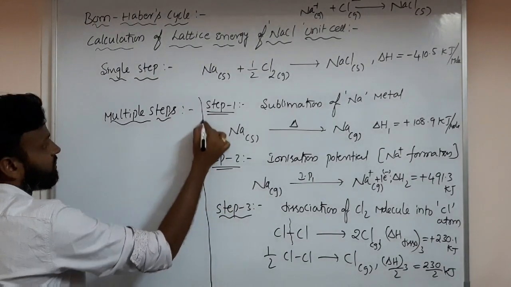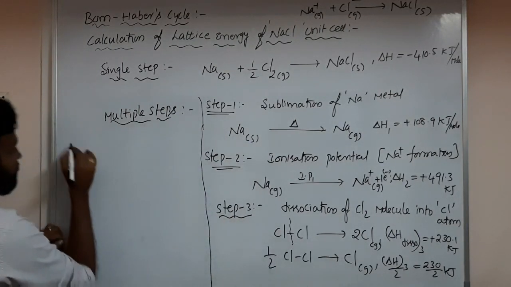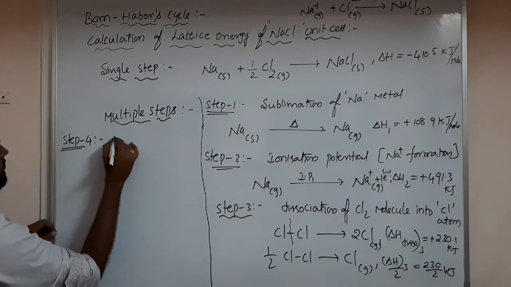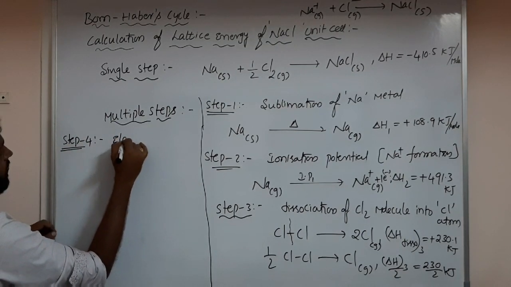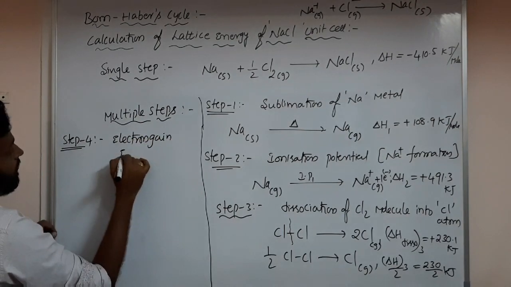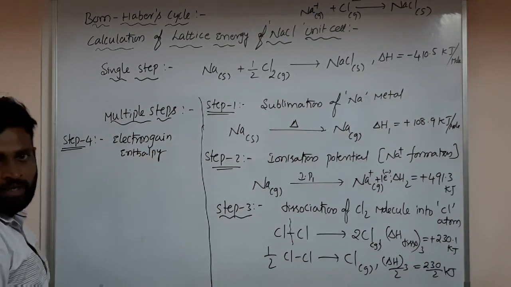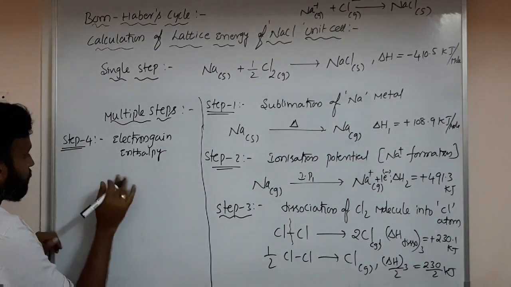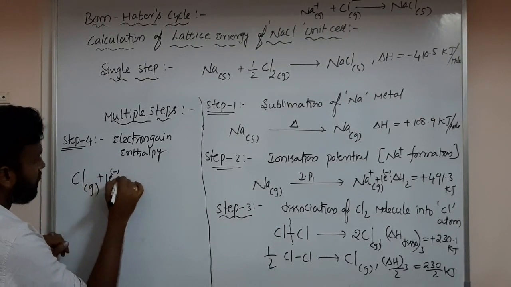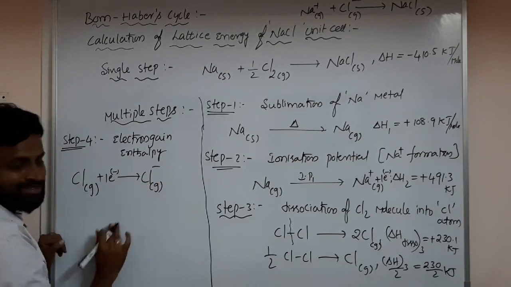Understood, everyone? Step 1 over, step 2 over, step 3: you got the chlorine atom. Next, step 4. Step 4 is electron gain enthalpy. So what is step 4 now? Cl gas will take 1 electron and convert to Cl minus, our heroine Cl minus.